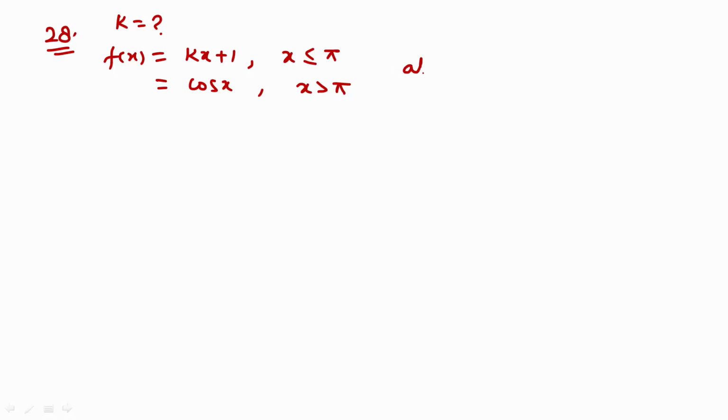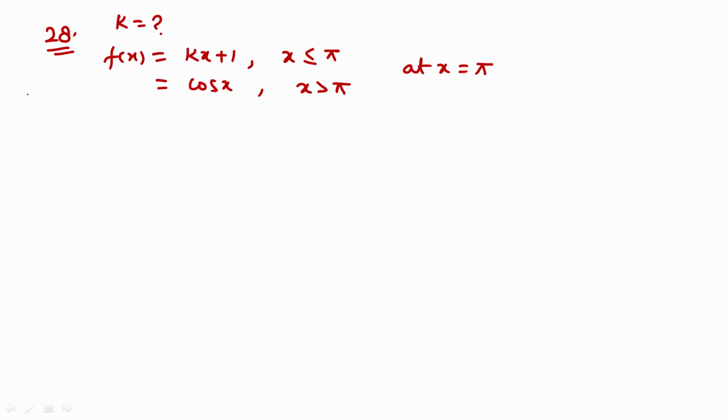Now see another question, question number 28. Question number 28 is just the same as question number 27. Find the value of k so that the function f is continuous at the indicated point. Again we have to find the value of k, as the function is given: kx plus 1 when x is less than or equal to pi, and f(x) will be cos x when x is greater than pi.